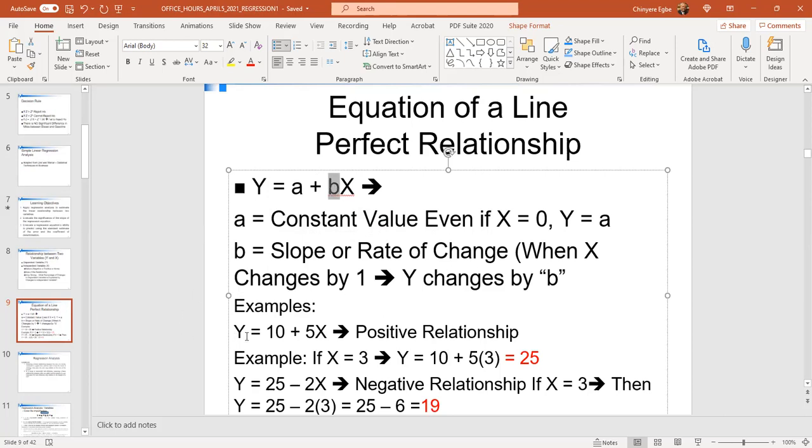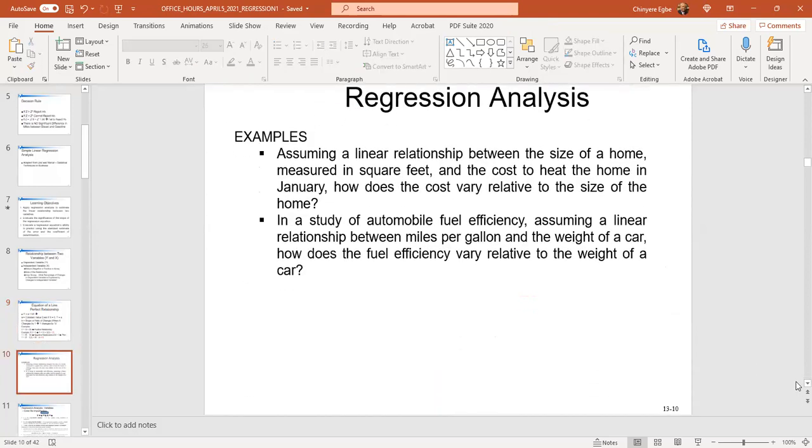For example, in the relationship y is equal to 10 plus 5x, this is a positive relationship. If x is 3, y will be 10 plus 5 times 3. That means that y will change by 3 times 5, and so 5 is the rate of change.